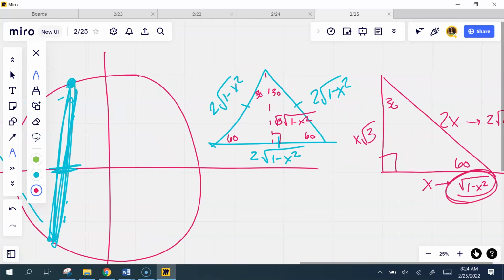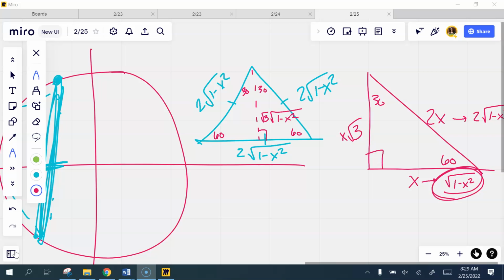So the base of this triangle is inscribed in the circle. So you can put them both under the same square root if you want to, because you can multiply radicals. So you could do this as 3 times 1 minus x squared, which would be 3 minus 3x squared, or leave it like that. It doesn't matter.